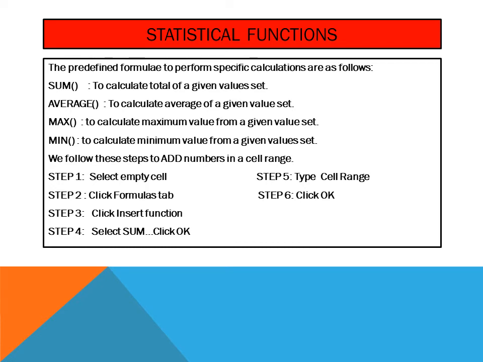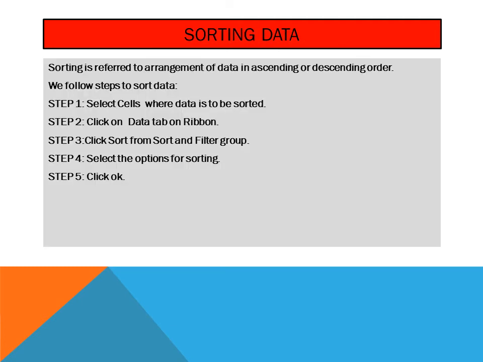Now moving on to the next slide, we have sorting data. Sorting, as the name indicates, refers to the arrangement of data in ascending or descending order. Ascending, my dear students, is from smallest to highest. Descending is from highest to smallest.